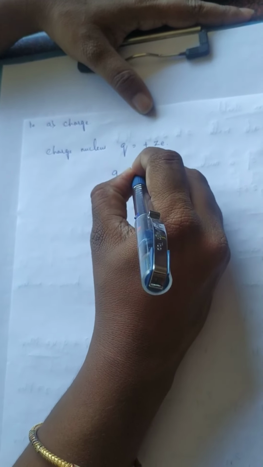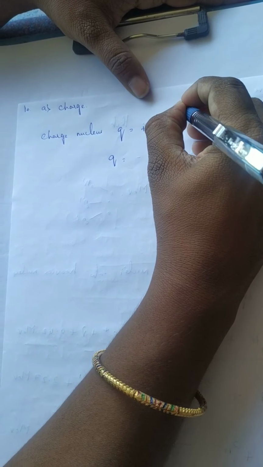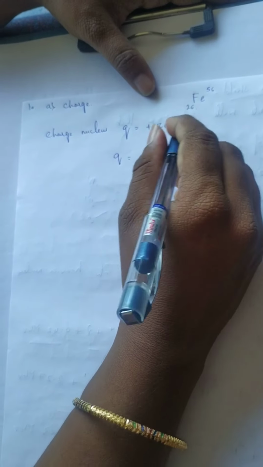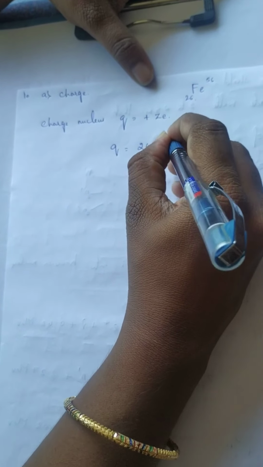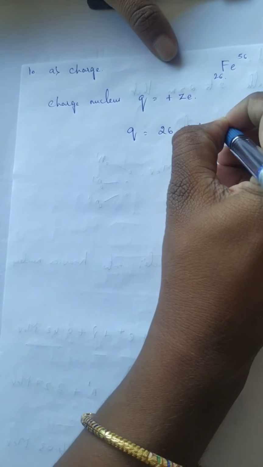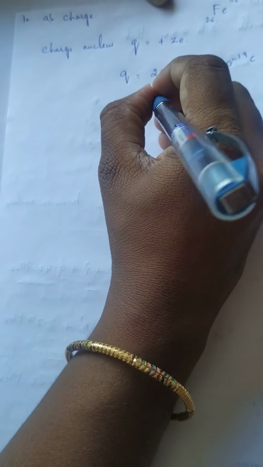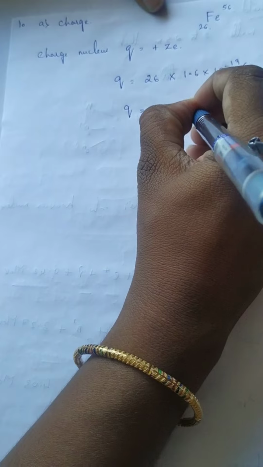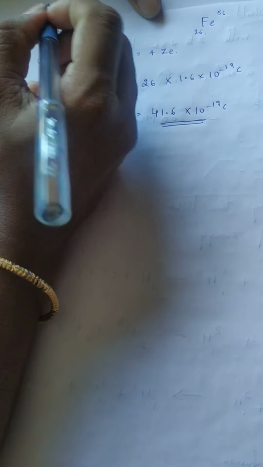We have Z. This is the nucleus Fe, so what is Z here? That is nothing but 26, right? The e value we know, 1.6 into 10 raised to minus 19 coulomb. So the charge of the nucleus Q is 41.6 into 10 raised to minus 19 coulomb. So we have found one part, that is the charge.